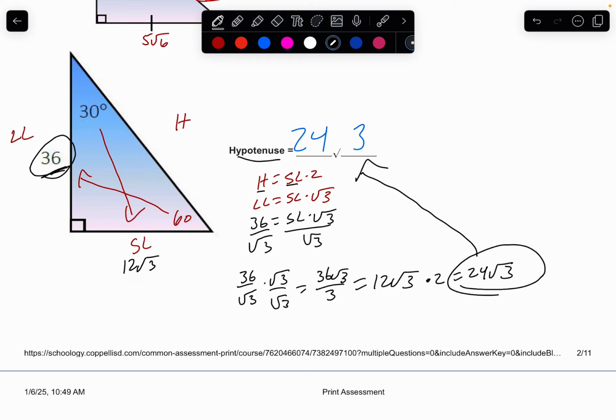My hope is eventually you could look at a question like this, like, oh, I got to divide by root 3. You could do all this process in your head, get 12 root 3. Like, okay, now I need the hypotenuse. I know I need to do times 2. And then you double that.